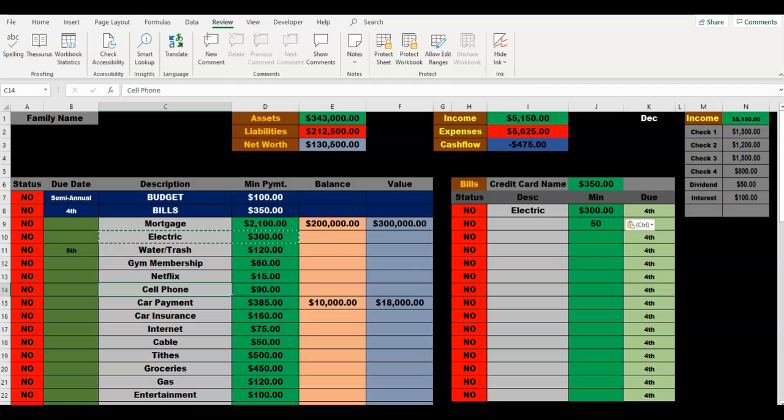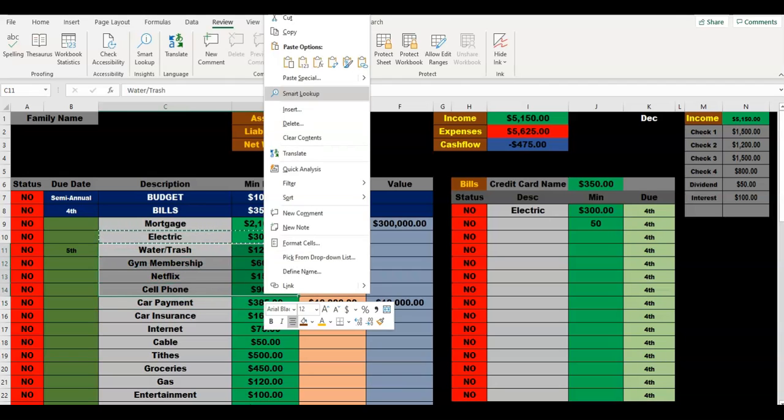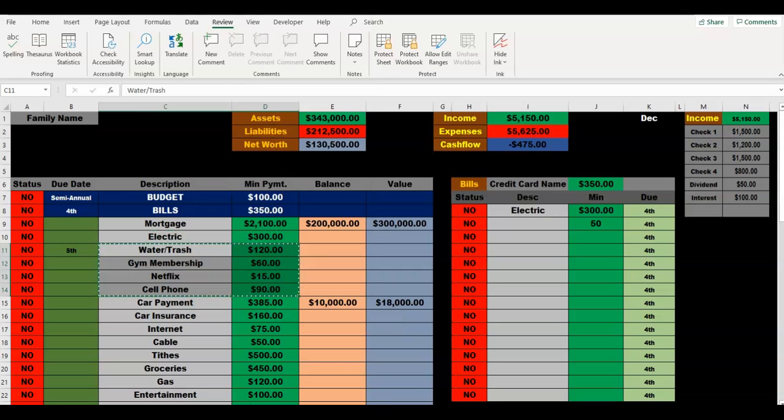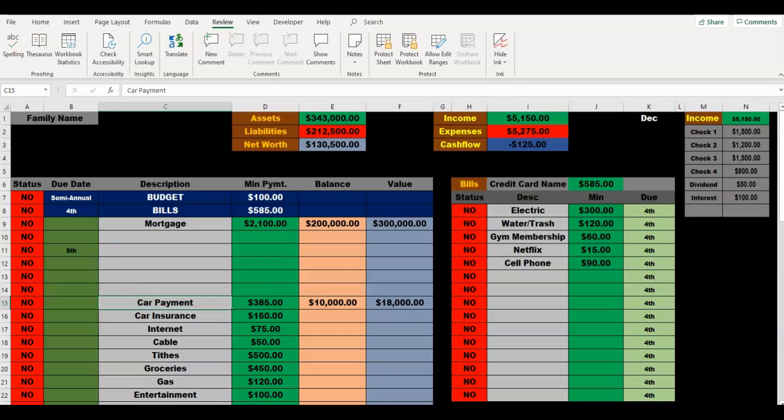Cell phone could be paid with credit card. So we can actually take these, copy these over, and we'll paste it here. And we can actually delete this so we don't get confused. Then you have your car payment. This can't be paid with credit card. That will go up. Car insurance: almost all car insurance can be paid with credit card.